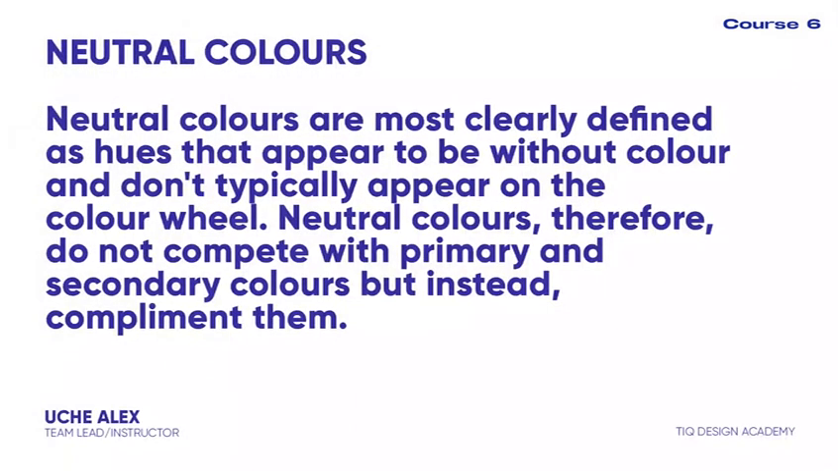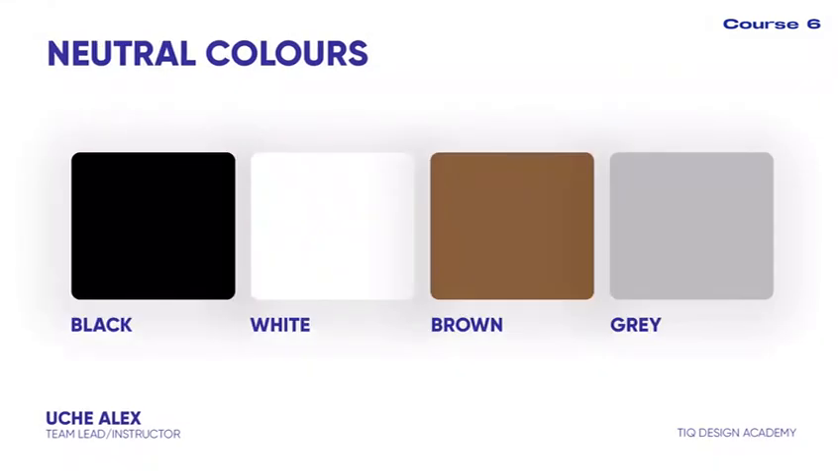But beyond the warm and cool colors, as shown in the color wheel, there is also another category of colors called neutral colors. Neutral colors are most clearly defined as hues that appear to be without color and don't typically appear on the color wheel. Neutral colors, therefore, do not compete with primary and secondary colors, but instead complement them. The four most common neutrals are black, white, brown, and gray.